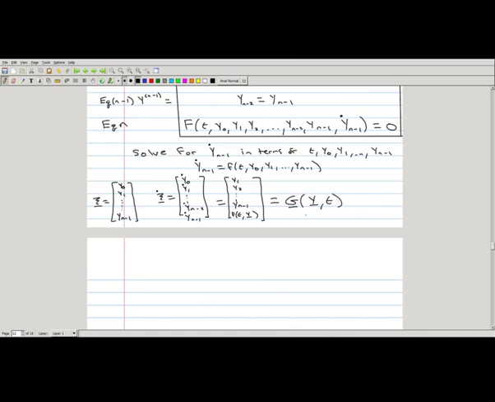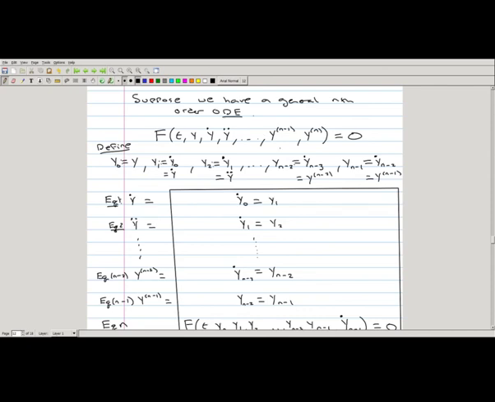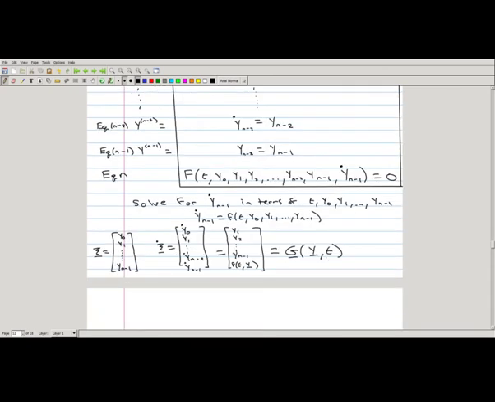So our initial nth order differential equation can be rewritten as a system. This is a non-autonomous system if it depends on t, of first order ODEs. And this is a very common technique that we'll use whenever we have an nth order ODE.